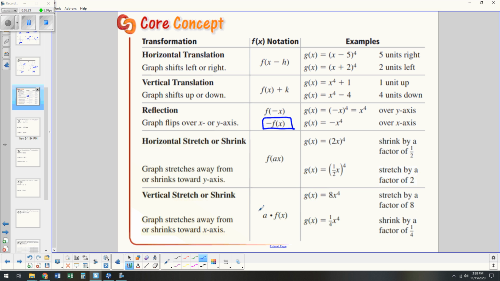The vertical stretches and shrinks remain the same. They happen on the outside, they stay on the outside, and if it's bigger than 1, it's a stretch. If it's between 0 and 1, it's a shrink. So we did all of this when we talked about absolute value and when we talked about quadratics, but they can happen for any polynomial. So any of the higher degree functions we're looking at, and we're going to focus specifically today on x cubed and x to the fourth, we can do these same transformations.